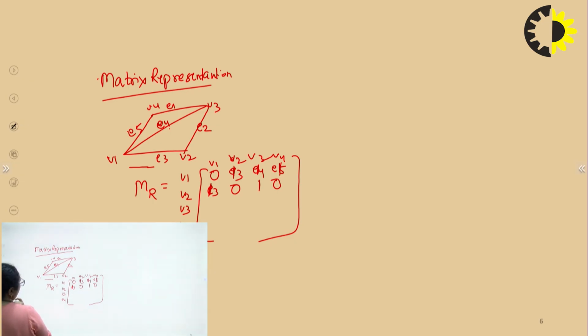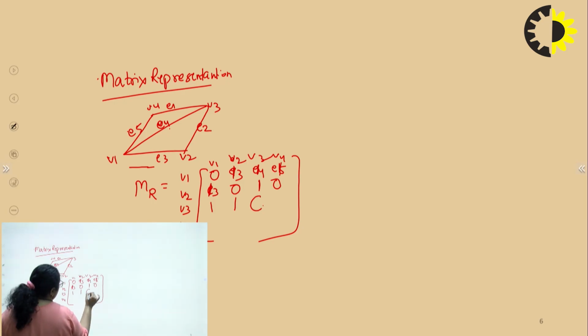Now we will look for V3, V1. We are having an edge. We mark it as 1. V3, V2, we are having an edge. We mark it as 1. V3, V3, we are having no edge, 0. And V3, V4, we are having an edge. Then we mark it as 1.